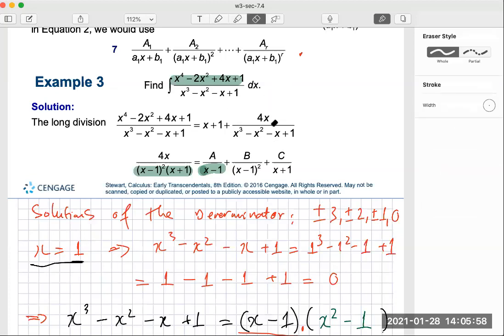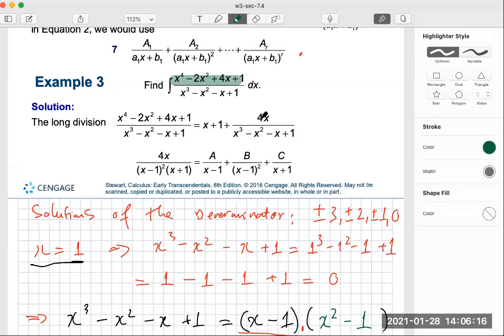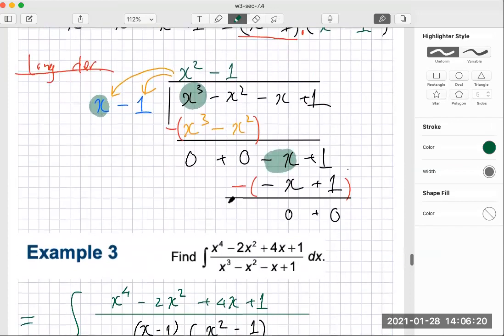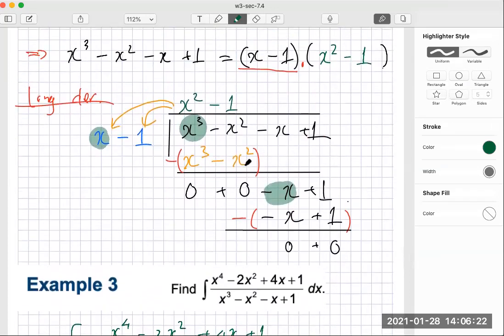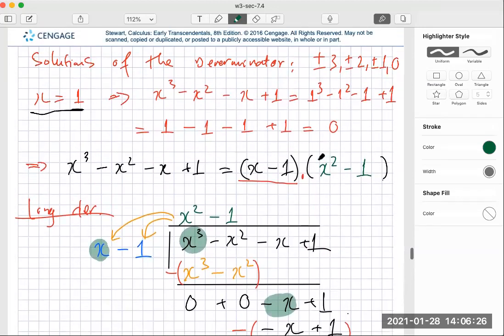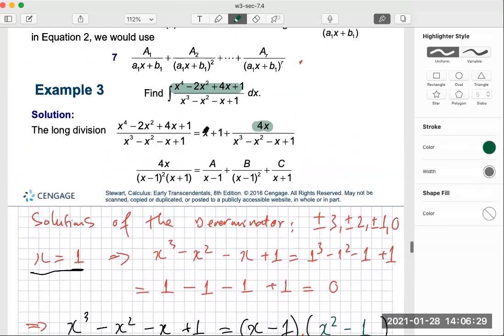I cannot hear you clearly. Louder, please. Oh, 4x is the remainder of the long division. The long division of this. Okay? You can do the similar things here. What I have done here, the long division here, is to guide you how to factor the denominator. Okay? You can do their ways here.